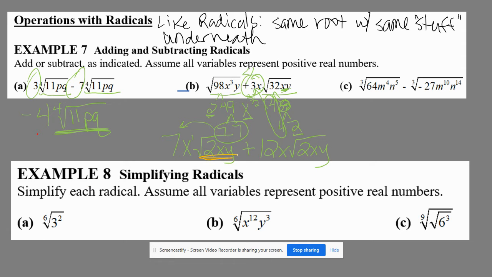Now that I have square root of 2xy and square root of 2xy, those are both the exact same. The coefficients are 7x plus 12x. Those are also like terms. 7x plus 12x is 19x square root 2xy.